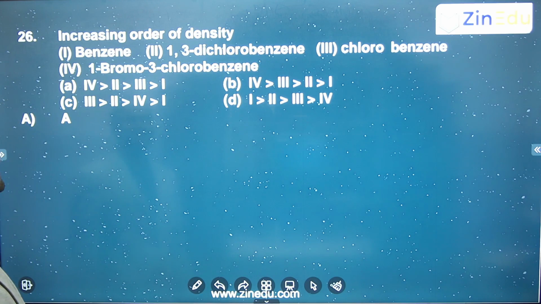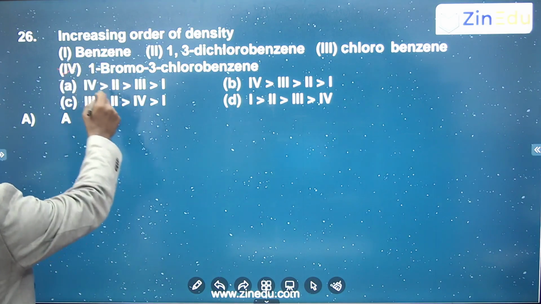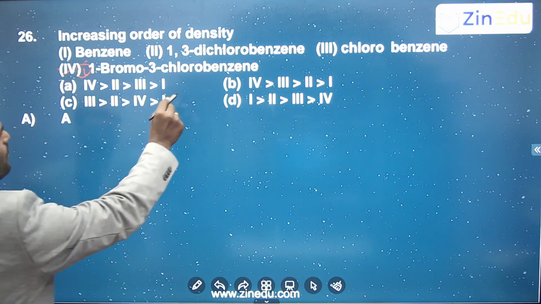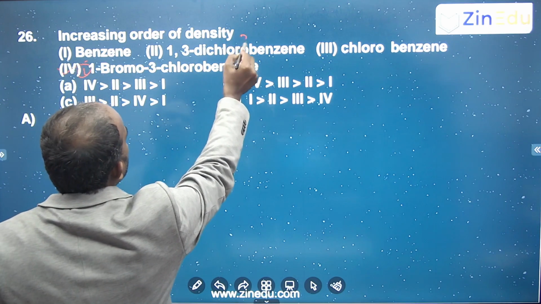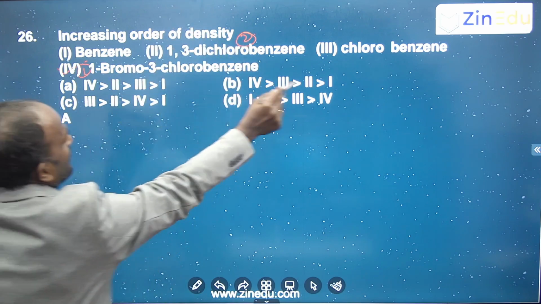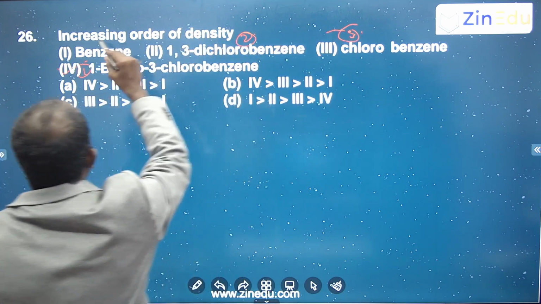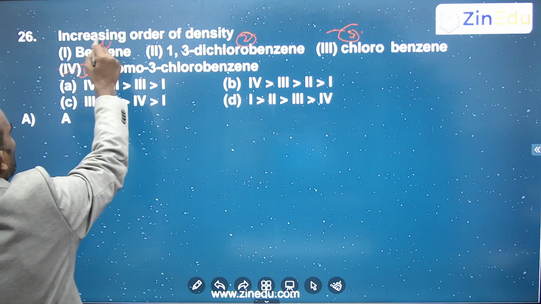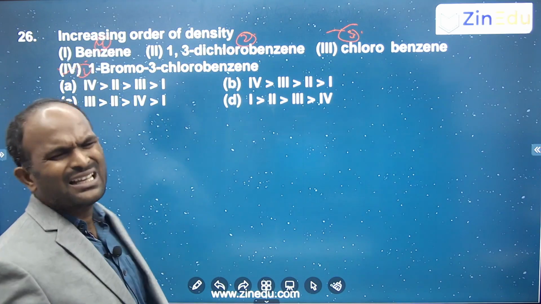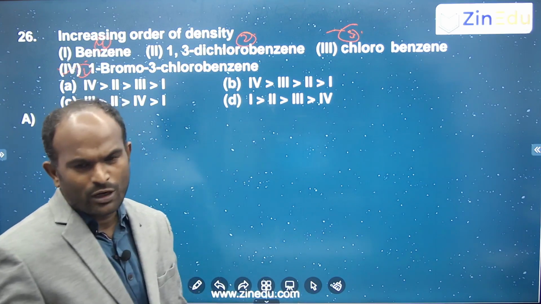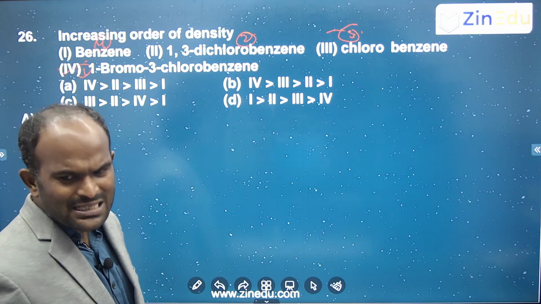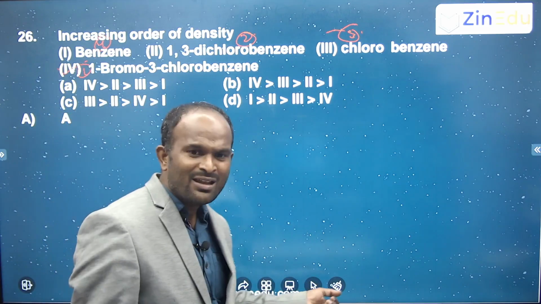Increasing order of the density. As the gram molecular weight increases, density is also going to increase. Therefore, 1-bromo is the first. Then it is going to be 1,3-dichloro, second one. Then after this is going to be chloro. Then after that benzene is going to be the last one. So as the gram molecular mass increases, since density is equal to mass divided by volume, obviously density is also going to increase.